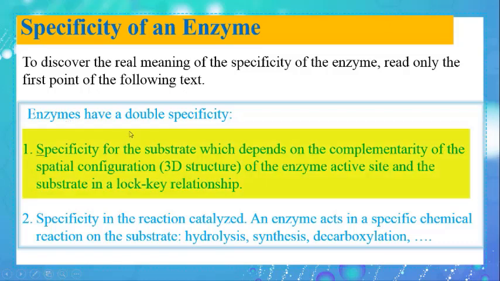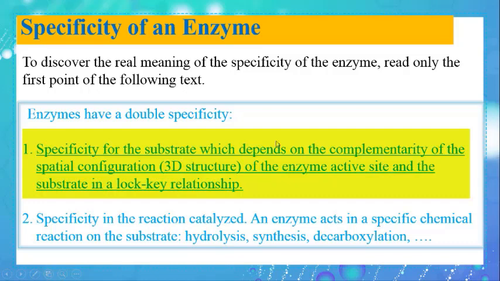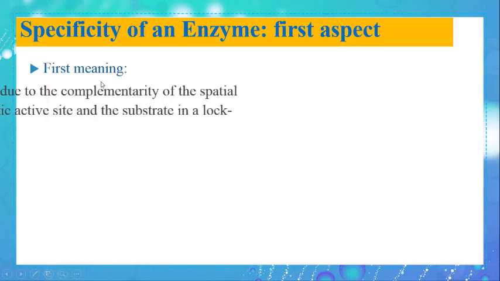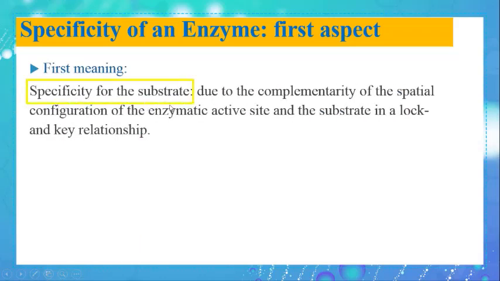Enzymes have a double specificity. Specificity for the substrate, which depends on the complementarity of the spatial configuration or three-dimensional structure of the enzyme active site and the substrate in a lock-key relationship. So it's obvious that specificity of an enzyme has more than one meaning. First meaning, the specificity for the substrate, due to the complementarity of the spatial configuration of the enzymatic active site and the substrate in a lock and key relationship.